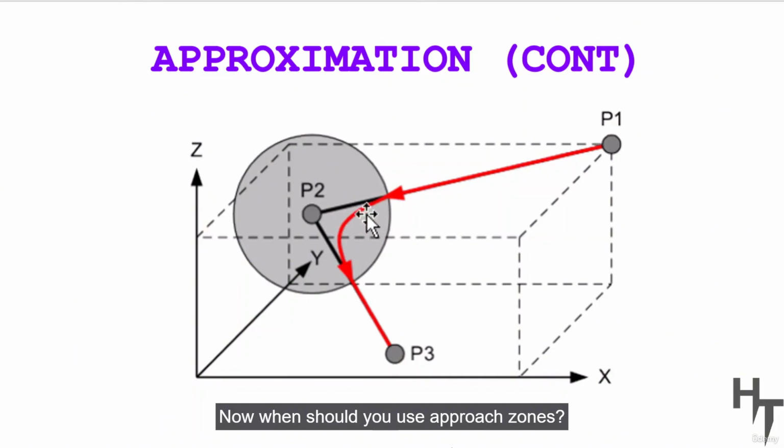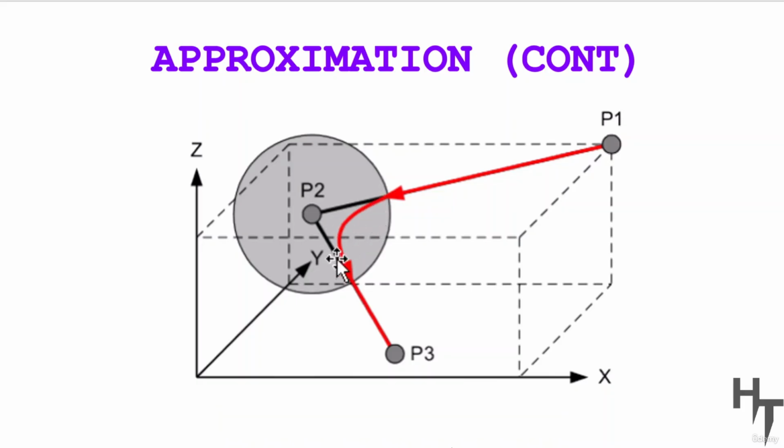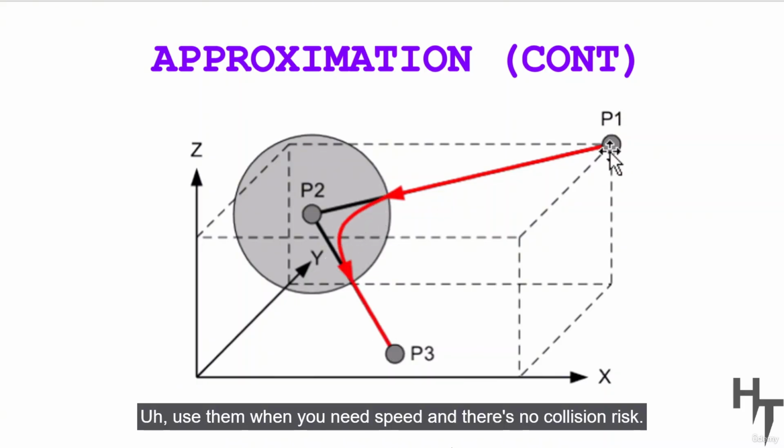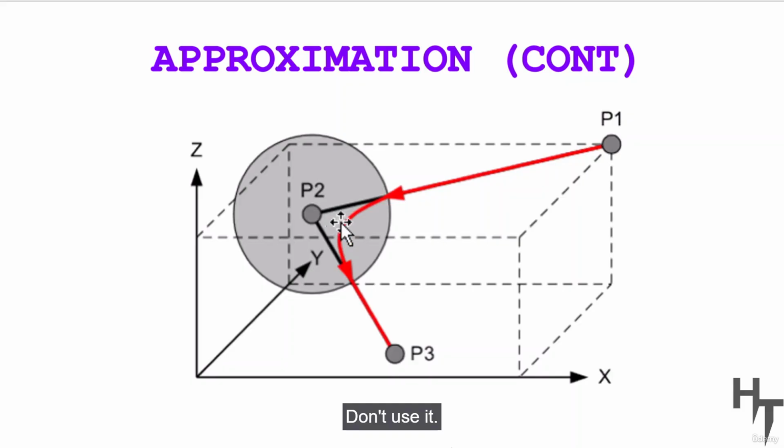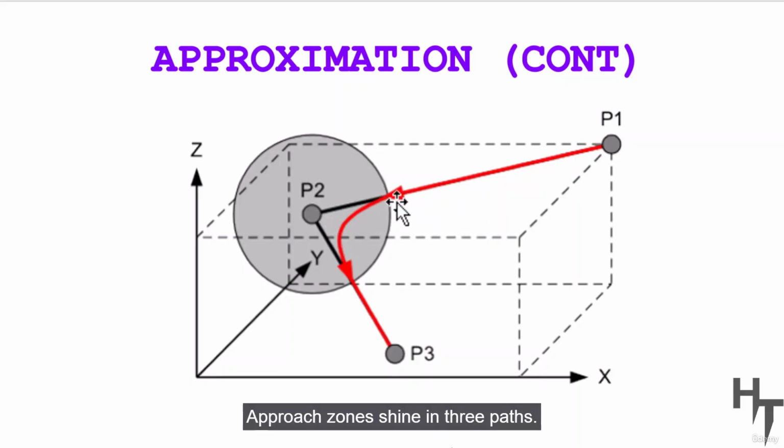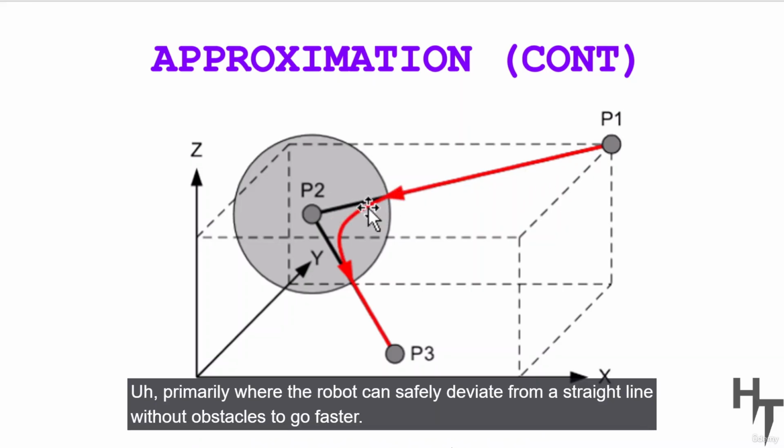Now, when should you use approach zones? Use them when you need speed and there's no collision risk. If you need a robot to stop precisely at point 1, skip the zone, don't use it, okay? Approach zones shine in free paths, primarily where the robot can safely deviate from a straight line without obstacles to go faster.